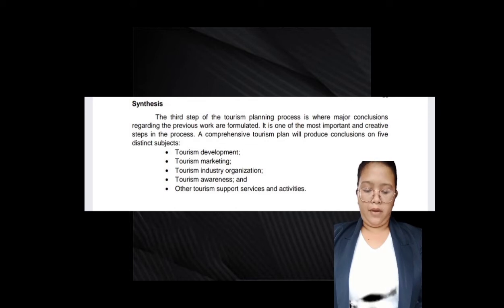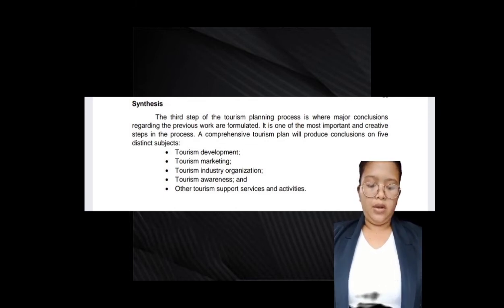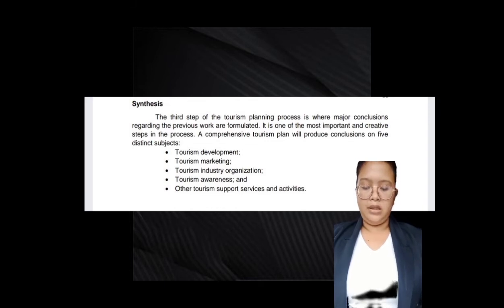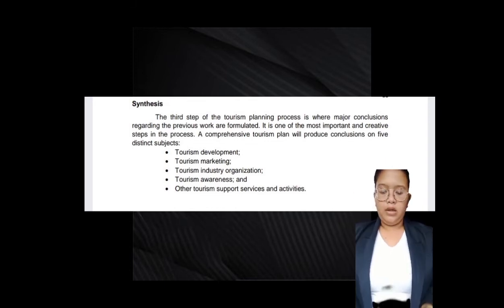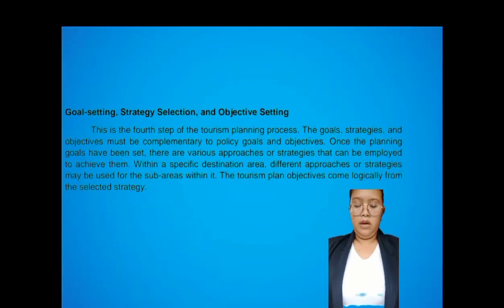A comprehensive tourism plan will produce conclusions on five distinct subjects: tourism development, tourism marketing, tourism industry organization, tourism awareness, and other tourism support services and activities. Goal setting, strategy selection, and objective selection. This is the fourth step of the tourism planning process.